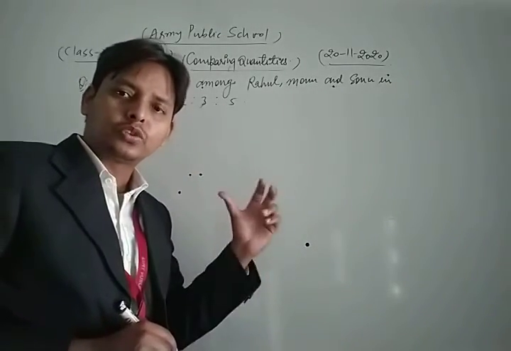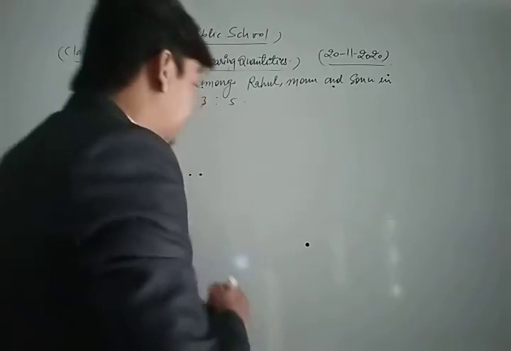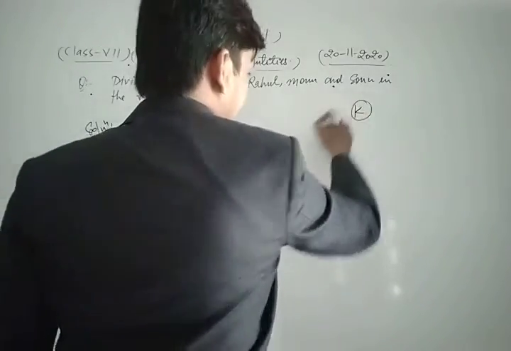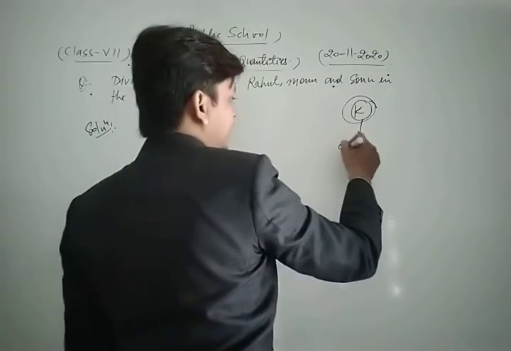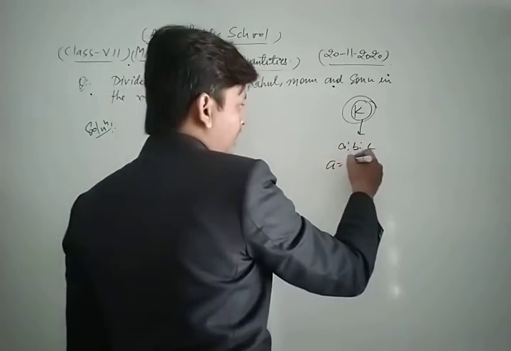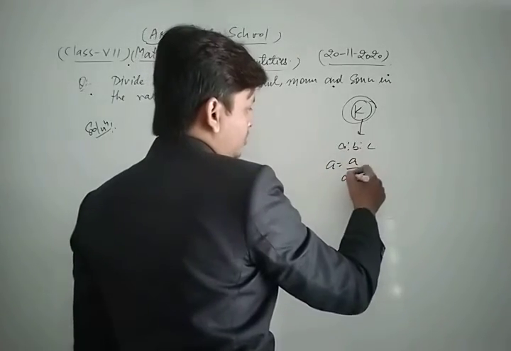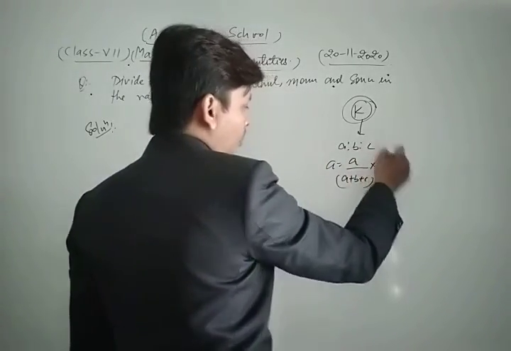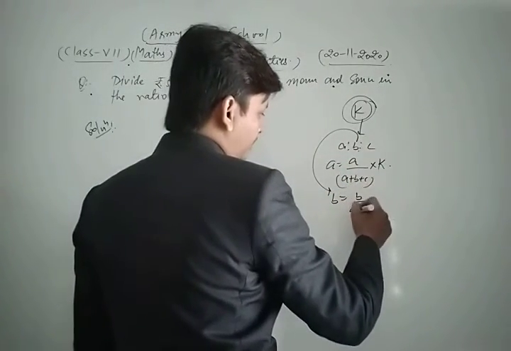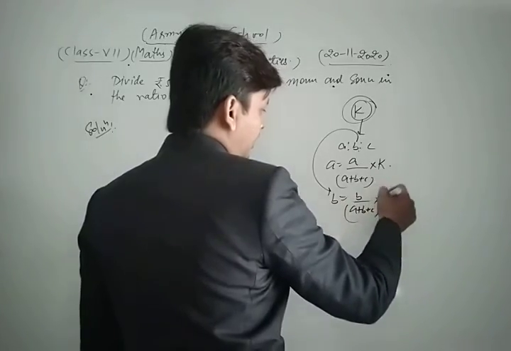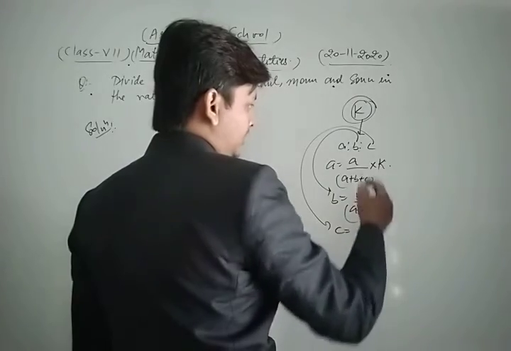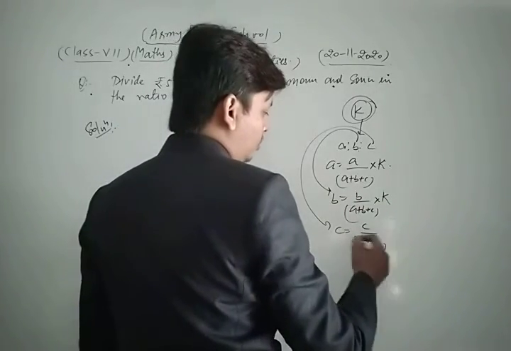So what is the process to solve that type of questions? Dear student, in previous class we discussed a formula. If suppose the whole quantity be K and that quantity is divided into the ratio A:B:C, then part of A is its ratio upon sum of ratios into whole amount. Similarly, part of B is its ratio B upon sum of ratios into whole amount K. Similarly, part of C is the ratio of C upon sum of ratios into whole quantity K.